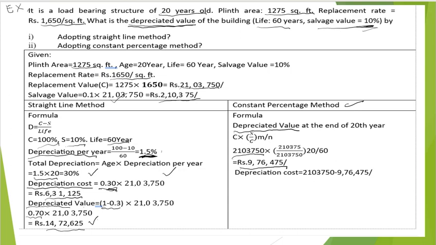So both the methods will never give you the same value. Some may give higher, some may give lower value, and in this case the constant percentage method will give you the lower depreciated value. And if you have to find depreciation cost, then you have to deduct the depreciated value from the original cost. That will give you the depreciation cost if you require to find it out.